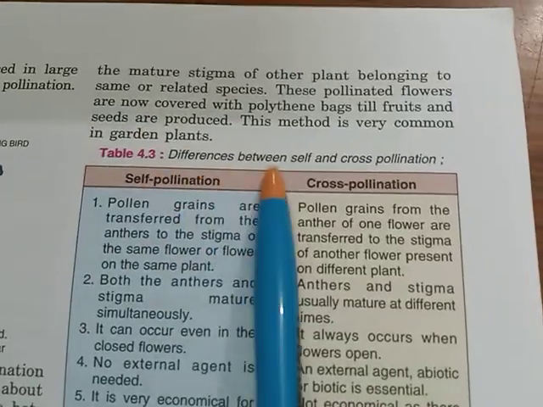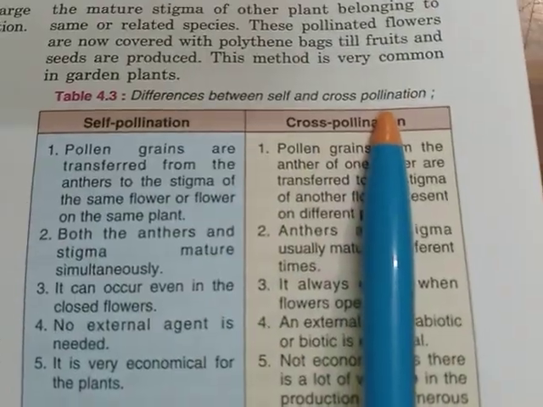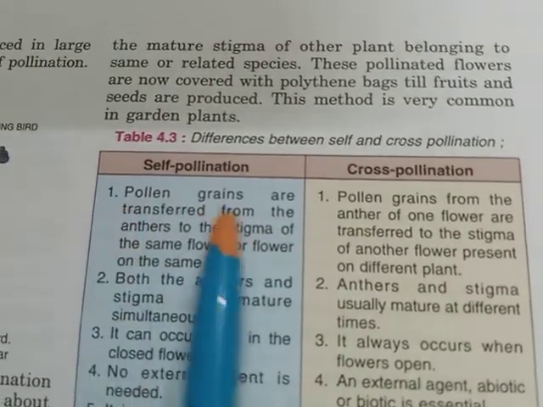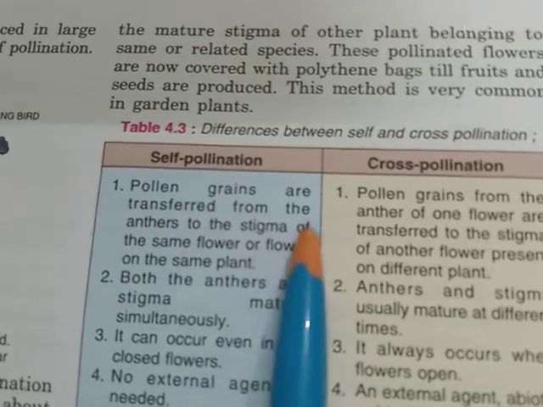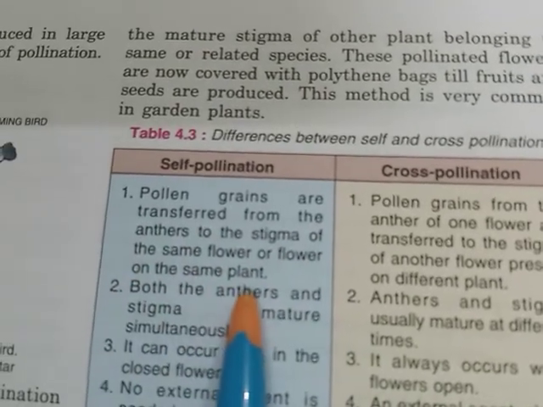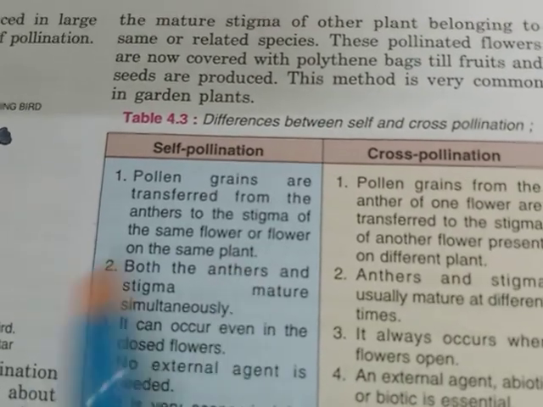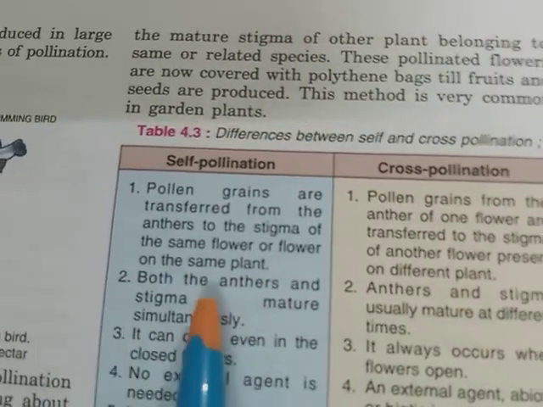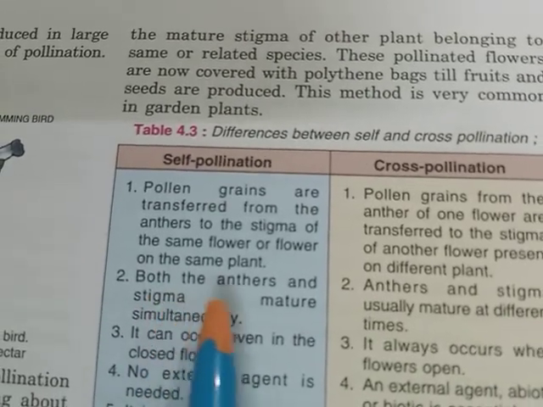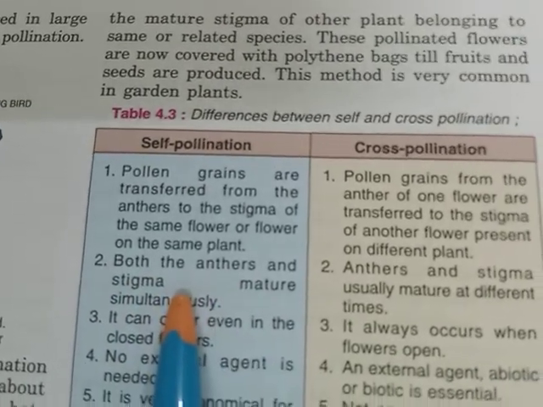Now here see children, there is a difference between self-pollination and cross-pollination, and it is very important. In self-pollination, pollen grains are transferred from the anthers to the stigma of the same flower or the flower of the same plant. Here you all know children, in self-pollination, transfer of pollen grains takes place to the stigma of the same flower or another flower of the same plant.